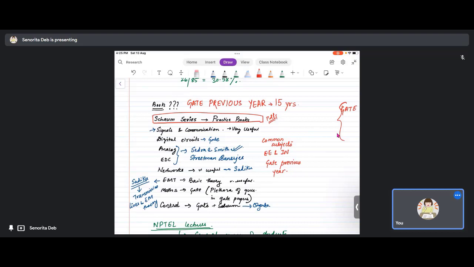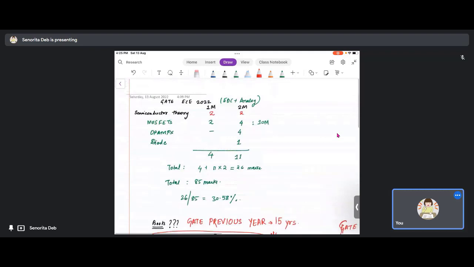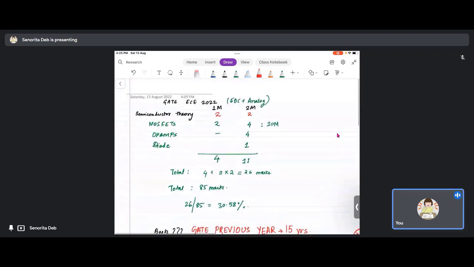Don't waste your time much, okay. From the GATE paper analysis that I did, this took me around 20 minutes to do. So 20 minutes to do the EC paper analysis, only one paper. If you take 10 years of papers, 20 into 10, 200 minutes only for analyzing EDC and analog. Now you have 8 subjects, so 200 minutes into 8, 1600 minutes. So 1600 minutes to analyze which question came from which section.